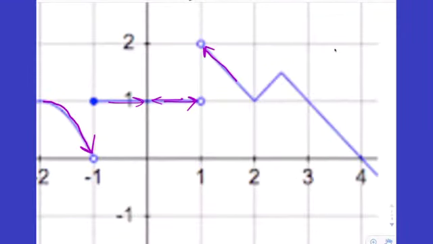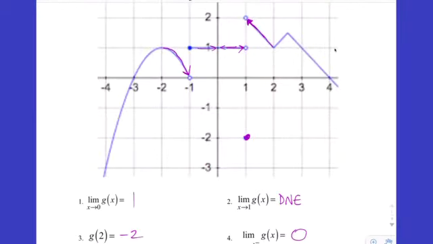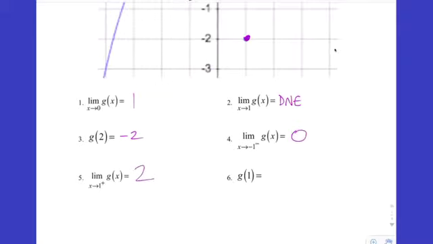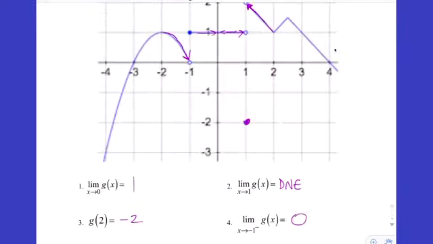Right-hand side of +1, we've already kind of done that one. That is going to be 2. It's approaching 2, where the open circle is. And then G of 1, we're back to looking for the function value.